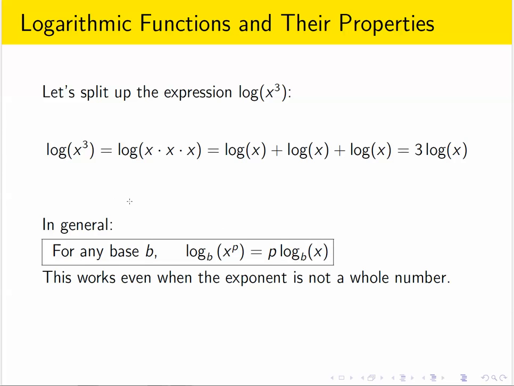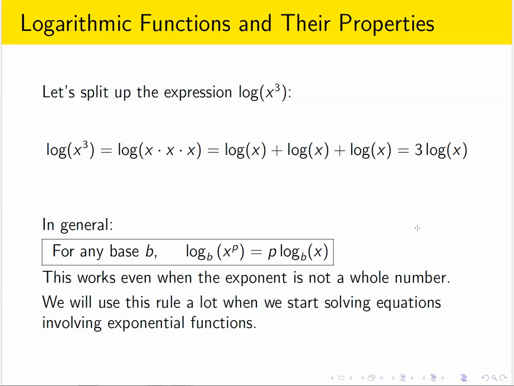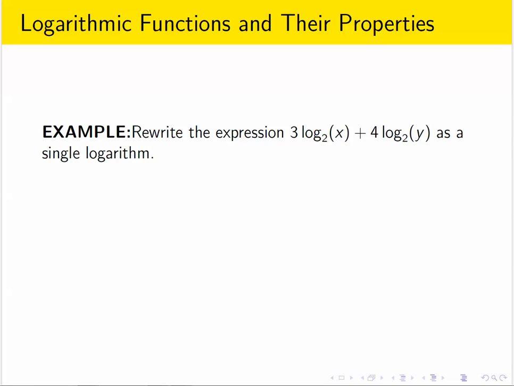Now, the way we've deduced this rule assumed that the exponent was a whole number, but this property works even when it's not a whole number, even when it's not a positive number. We can still bring this exponent out like this. We'll use this rule a lot when we start solving equations involving exponential functions. Here's an example of how we could use this property.